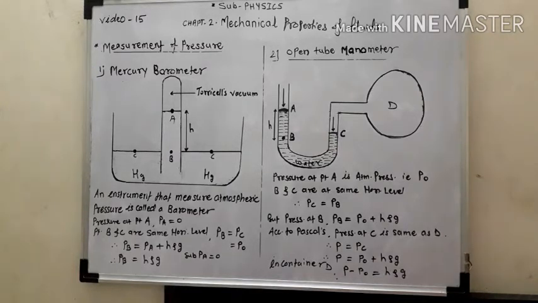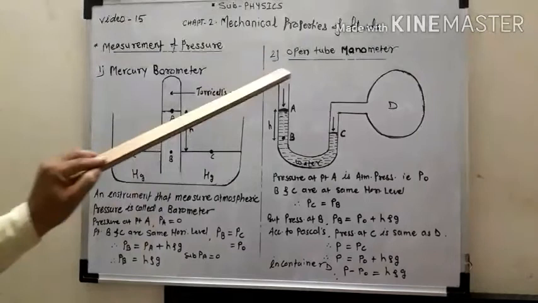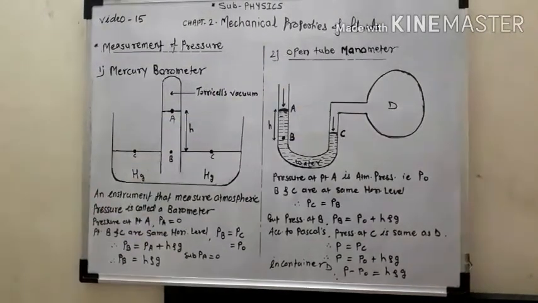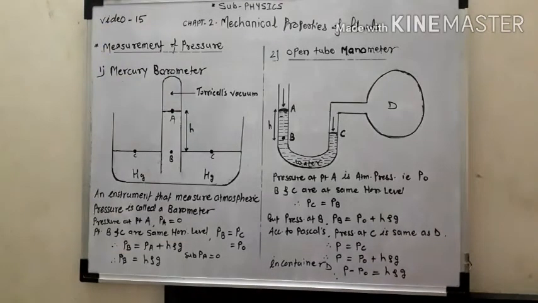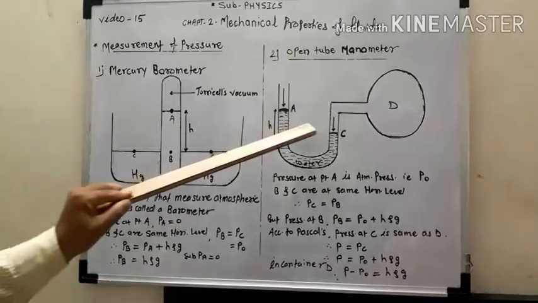Now we have to see the next instrument which can also be used for the measurement of pressure, and that is the open tube manometer. You can see this manometer in the chemistry lab also, and we can study how to use this open tube manometer for measurement of pressure. The schematic diagram for this open tube manometer is as shown in the figure.